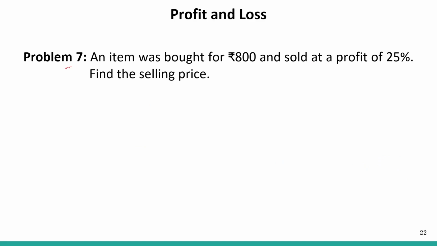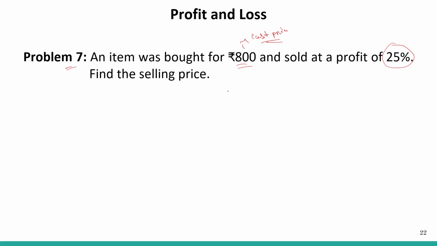So let's see problem number 7. An item was bought for 800 rupees and sold at a profit of 25%. So this is the cost price, and it was sold at a profit of 25%.